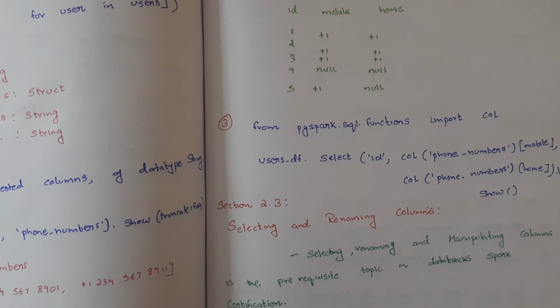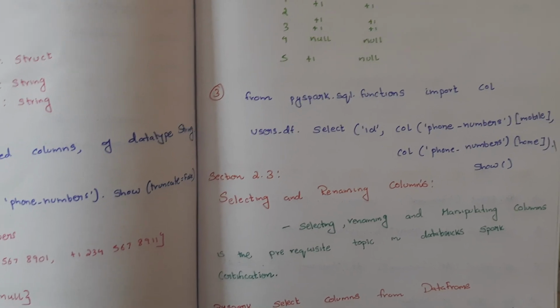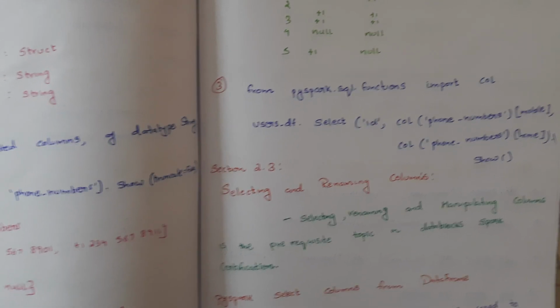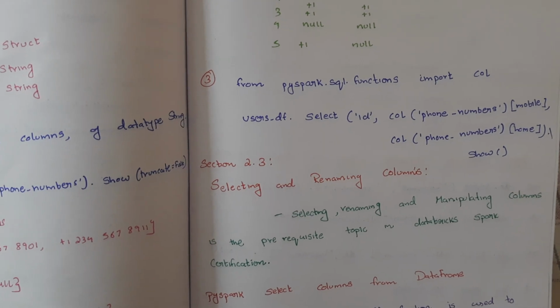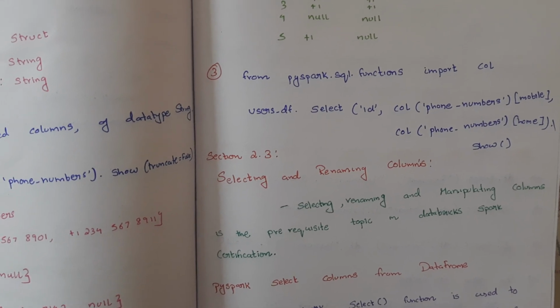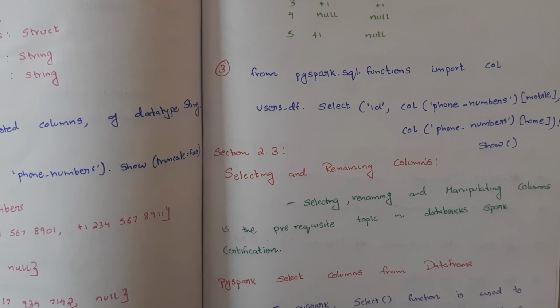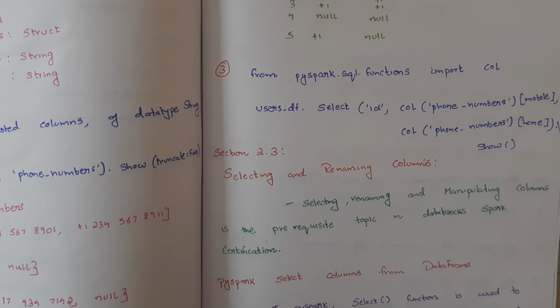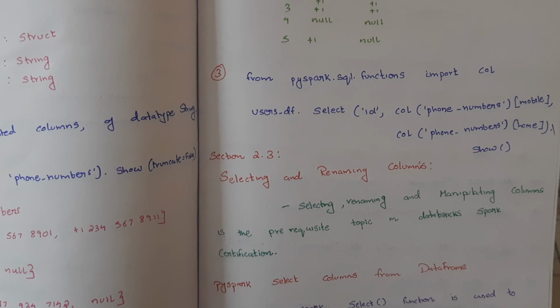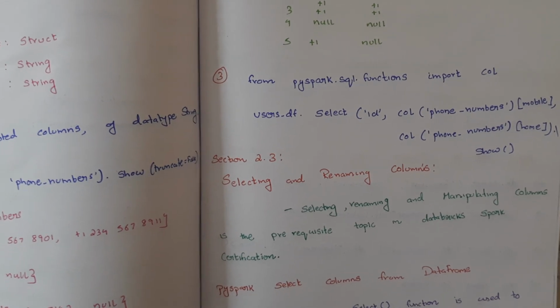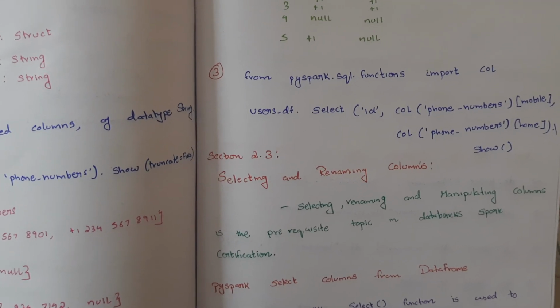Now we're going to see session 2.3, which is selecting and renaming the columns. Selecting, renaming and manipulating the columns is a prerequisite topic in the Databricks Spark certification. If you see the syllabus of the Spark Databricks certification, this is one of the major line items in it.